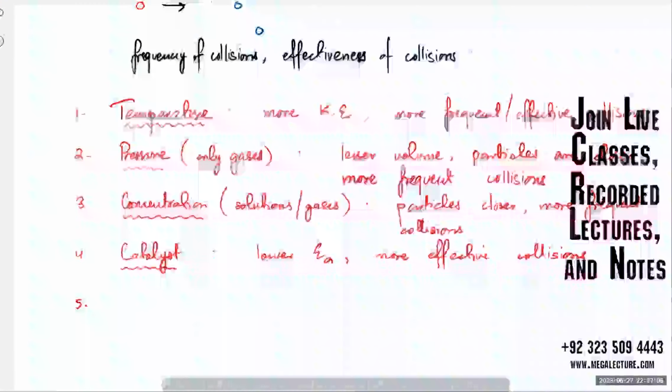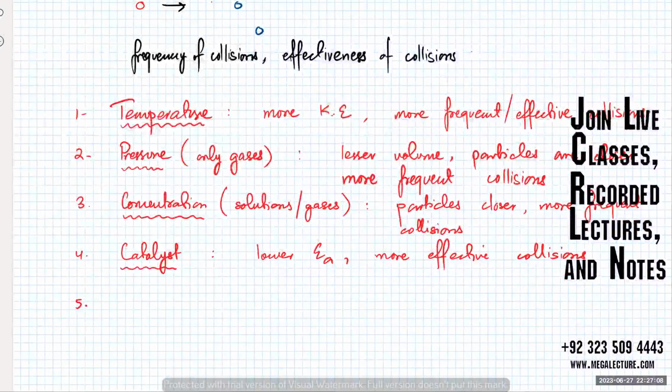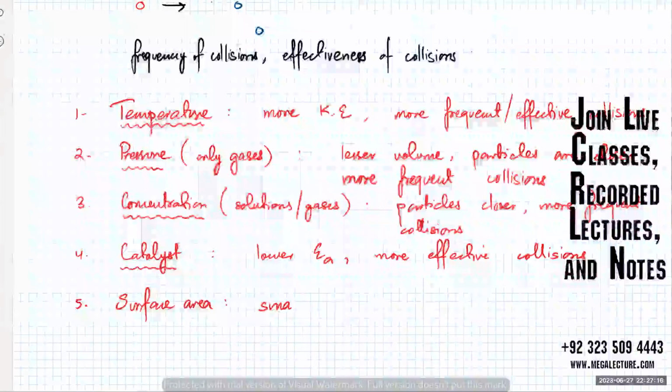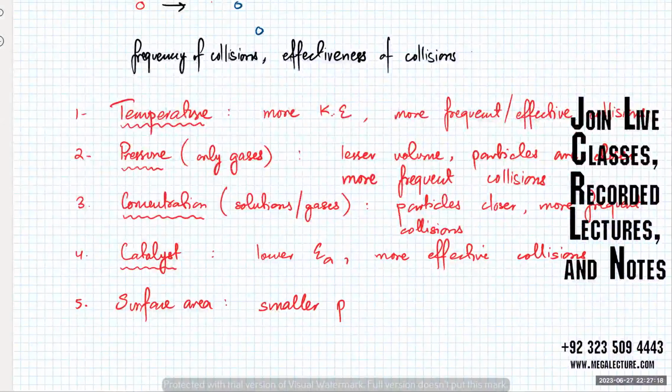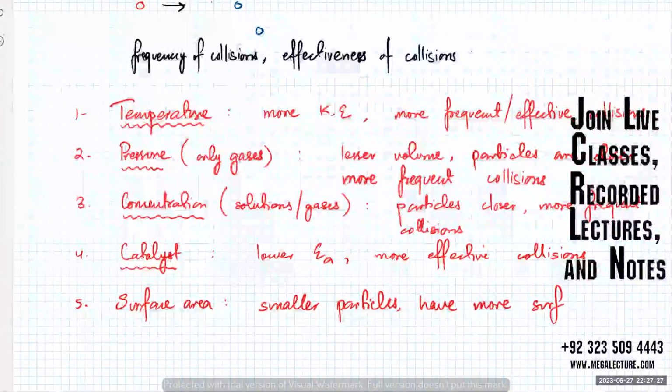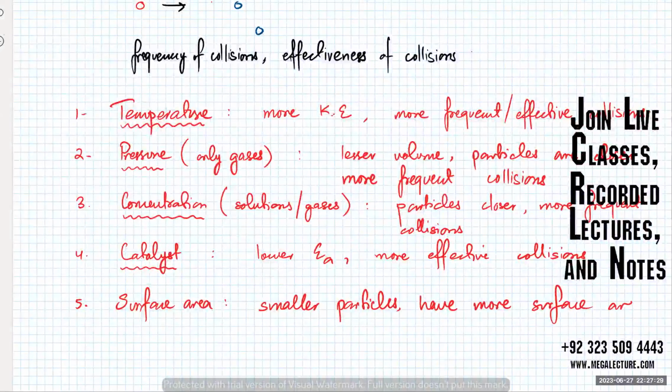The fifth one is surface area. Smaller particles have more surface area, and therefore you have more frequent collisions.